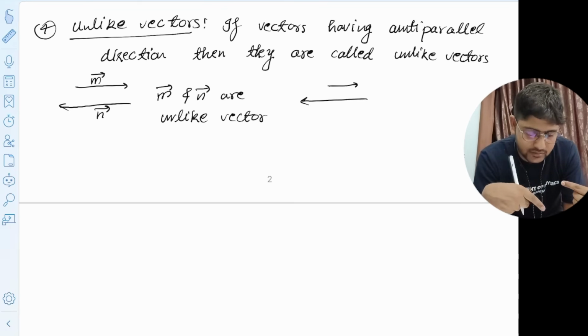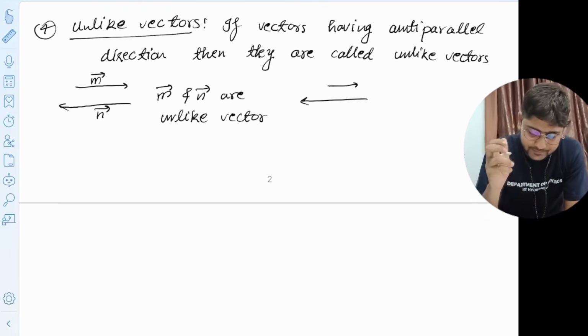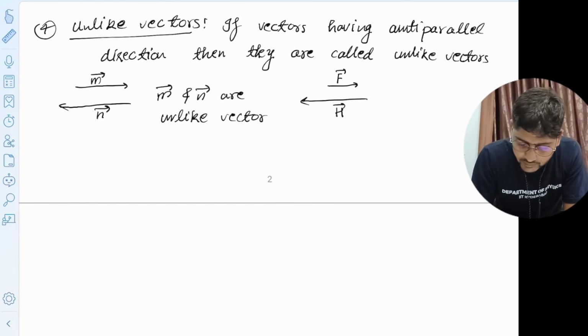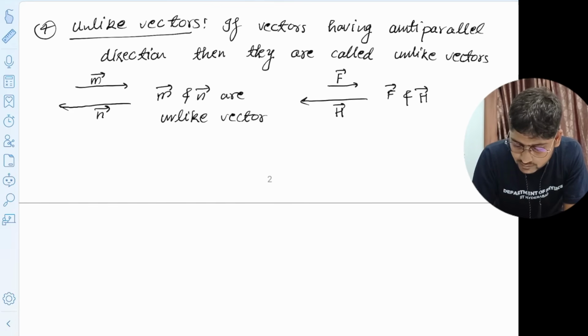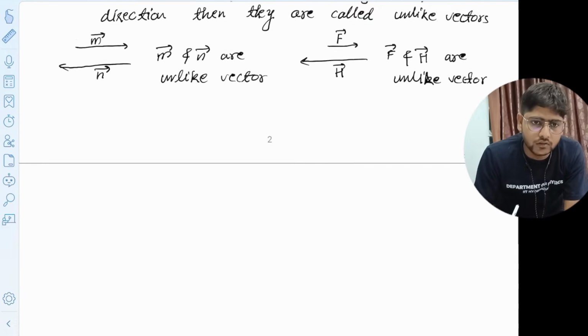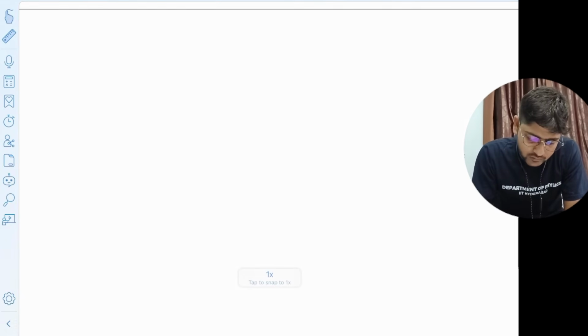Next we will see the negative vector. In the negative vector, their direction will be opposite, but their magnitude will be the same. So here we can say vector f and vector h. Vector f and vector h are unlike vectors. So now we will see the negative vector, point 4, fifth point.